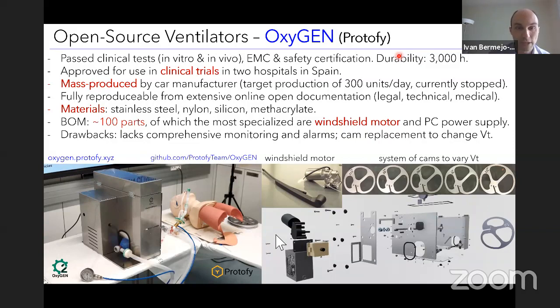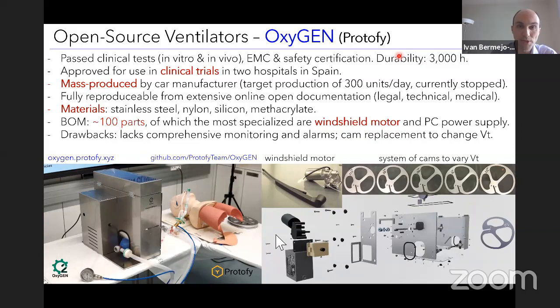The nice thing about this model, despite its simplicity, is that it's fully reproducible. So they have extensive online documentation for all the legal documents, technical documents, medical, clinical trials, and so on. The materials are quite simple, so something that you can find basically in any location, pretty much. The bill of materials consists of about 100 parts. So all these projects try to simplify the process of manufacturing compared to the commercially available solutions. So 100 parts is the ballpark that you can get usually from these open source designs.